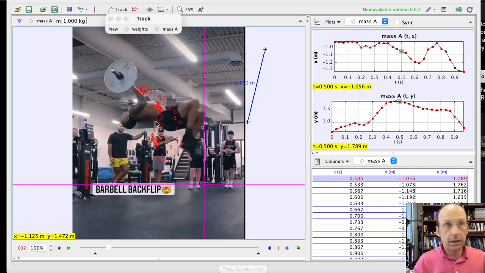A lot of people said, oh, it's not hard. It's just 65 pounds. You can do it with 65 pounds. Well, one, can you do a backflip? I can't do a backflip.